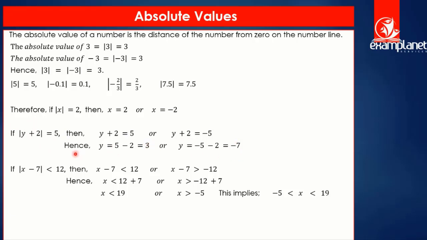And if you check, if you put 3 here, you have 3 plus 2, which will give us 5. Absolute value of 5 is 5. When you put minus 7 here, minus 7 plus 2 will give us minus 5. Absolute value of minus 5 is 5.